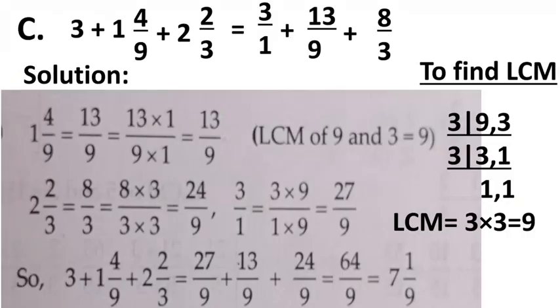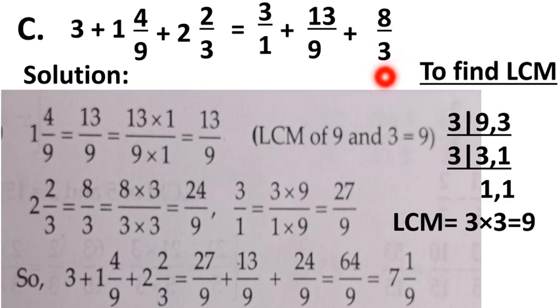Then C, 3 plus 1 4 by 9 plus 2 2 by 3 is equal to... Given the fractions are mixed fractions, convert them into improper fractions. The first number is a whole number, so imagine that the denominator has 1. So 3 by 1 plus 13 by 9 plus 8 by 3. These are all unlike fractions, so you want to convert them to like fractions. So we want to find the LCM using the denominator values alone.